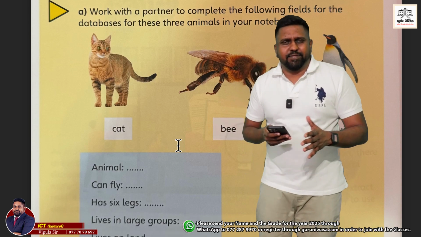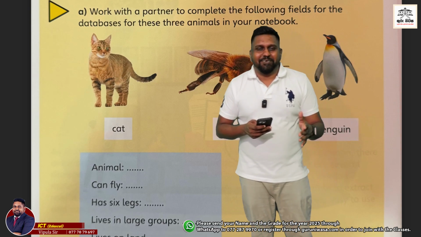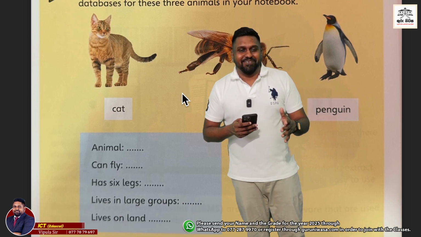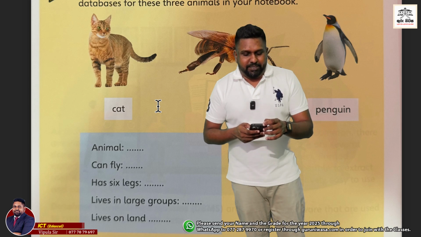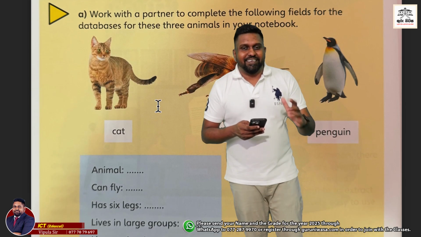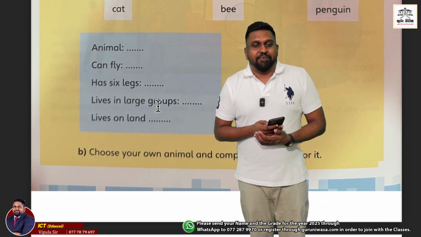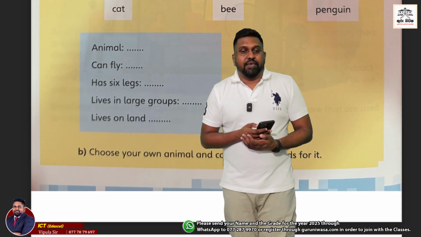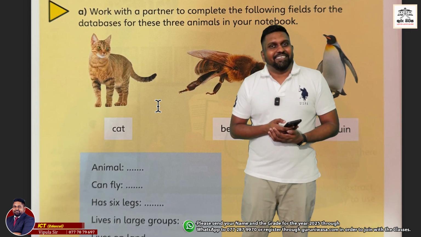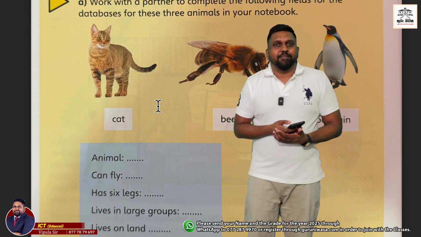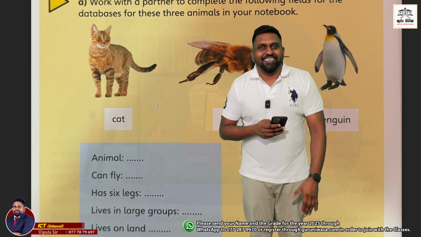Just write down the name. If you can, just draw a small picture of a cat, a bee and a penguin, write the type of fields and enter the information, and then we can start next week. This information we need to create the database during the next class, so that we have these fields of data and can put them into information like a database.